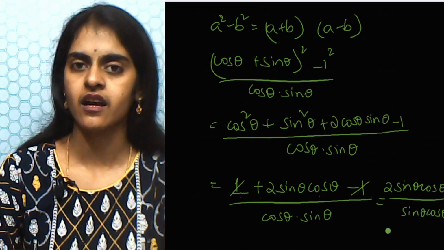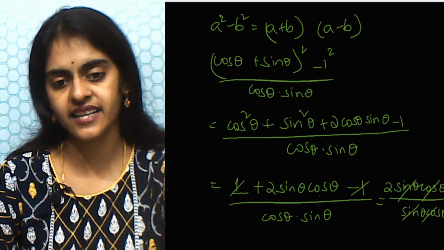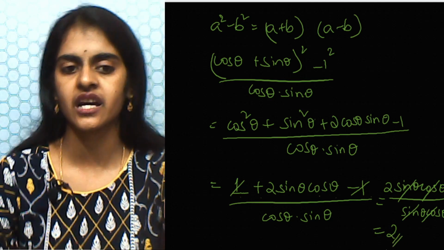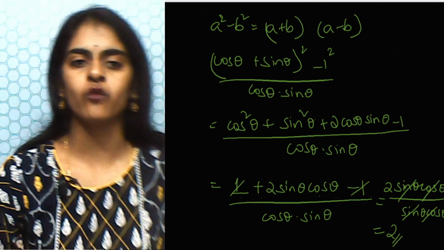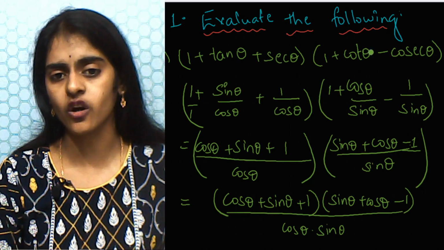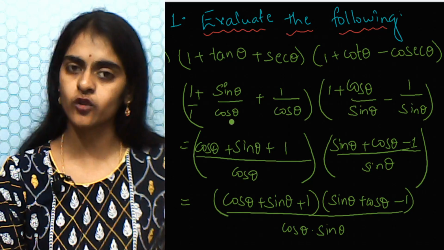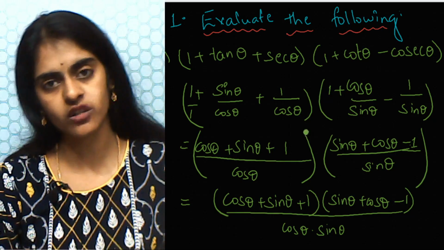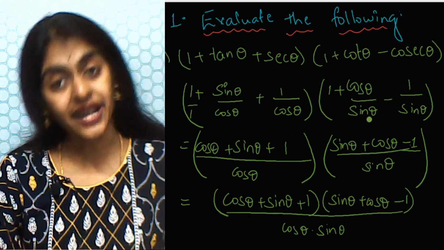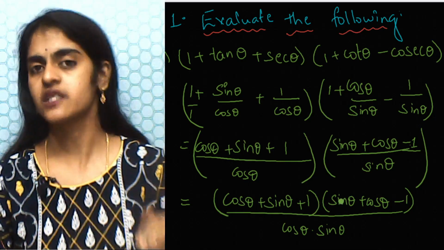Both means the same. Here sin theta gets cancelled, cos theta gets cancelled, and the answer you have is 2. Okay, so just transfer the tan, secant, cot, cosecant into simple sin and cos. We know tan theta is sin theta upon cos theta, secant is 1 by cos theta, cot is cos theta by sin theta, and cosecant is 1 by sin theta. And now taking LCM, this is what you have.